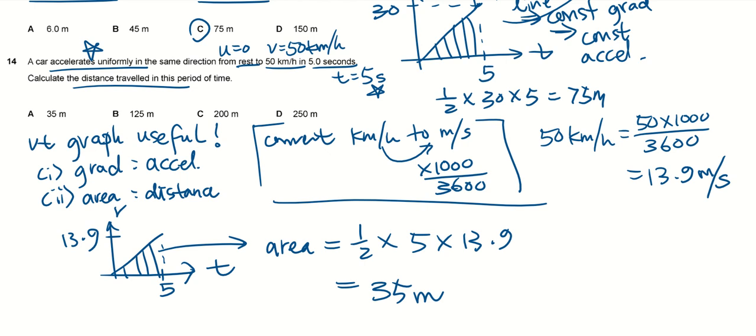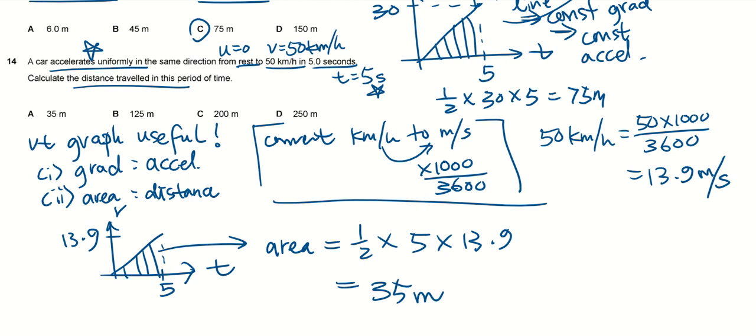U is 0, V is 50 km per hour. Most students who got this wrong would have used it as 50 meters per second without paying attention to the units. So also 5 seconds, then ask us to calculate the distance. How do you convert km per hour to meter per second? I will just need you all to multiply by 1000 over 3600.